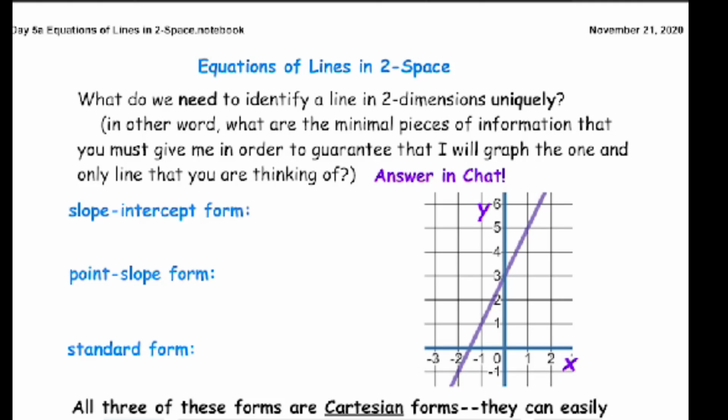Let's talk about the equations of lines in R2, or two space, or two-dimensional planes. So this is kind of what we're used to from grade 9 and grade 10, working in two dimensions. And I guess grade 11 as well. We don't really do much stuff with 3D.